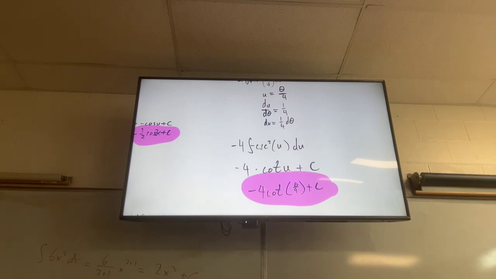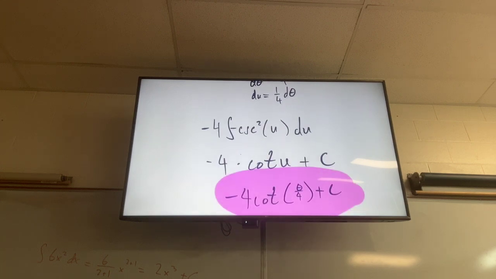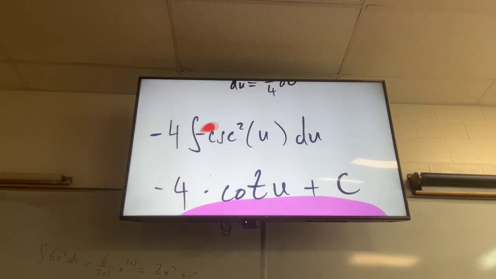You guys doing okay? Why is it negative? If you look at your pink sheet, there's no trig function on your pink sheet whose derivative equals cosecant squared. There's only a trig function whose derivative equals negative cosecant squared. So it's a lot easier to take this antiderivative if it's a negative. You can make it a negative as long as you put a negative outside.